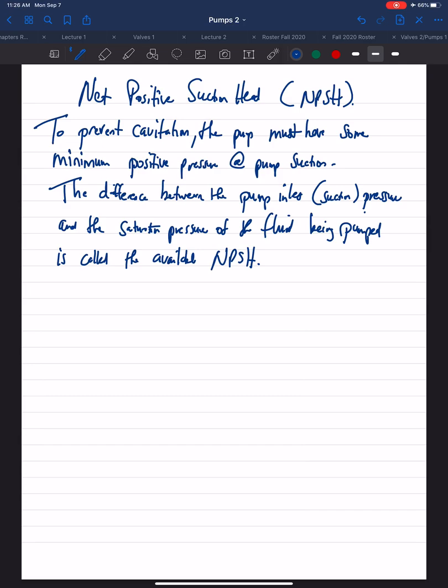So to calculate the net positive suction head at any point in the system equals the suction pressure minus the saturation pressure of the fluid being pumped times a conversion factor, g sub c, over rho, which we say is the density of water, times g, the gravitational acceleration, which is basically a unit. This is a conversion thing.